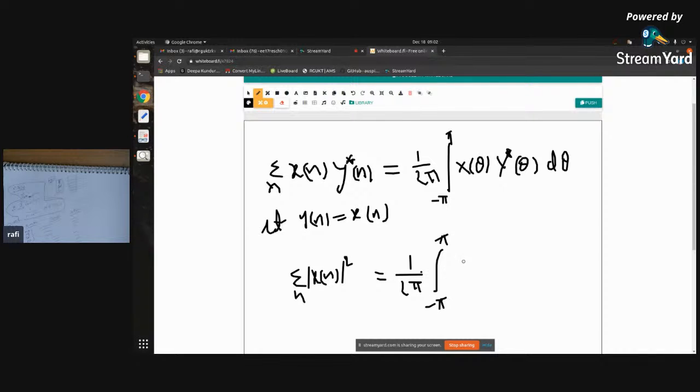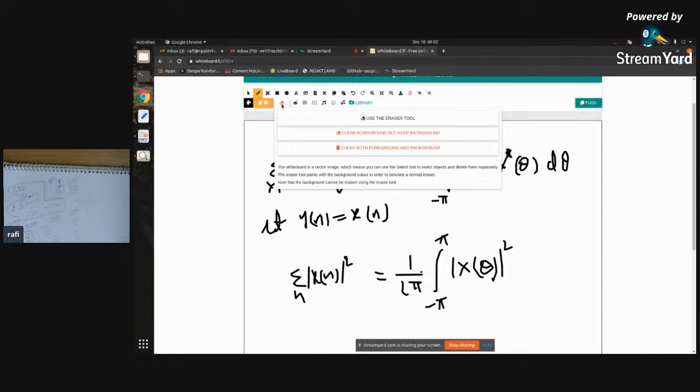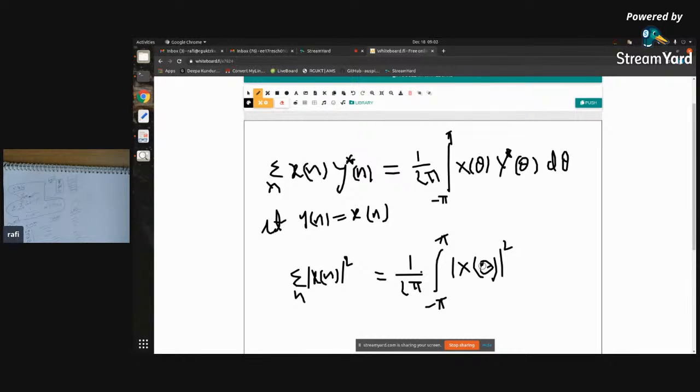So what is this one? X of theta into y star of theta. This is x, and in the place of y also now we have theta. So x star of theta into x of theta is mod x square of theta d theta. Since theta is the variable of integration, you can just put it as omega also. That is just an integration variable.